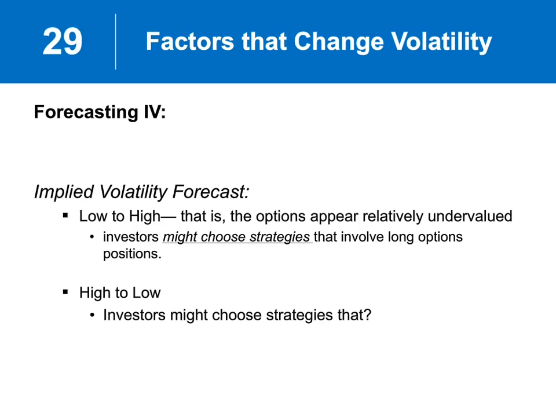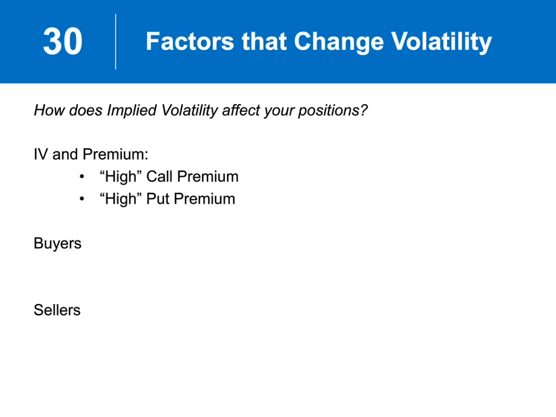All right. Forecasting implied volatility. Do people actually forecast implied volatility? Well, they sure do. If you forecast that your volatility is going to go from low to high, what strategies are you going to pick? Spreads, collars, condors, covered calls? Or what if you forecast your volatility is going to go from high to low? What strategies will benefit from that?